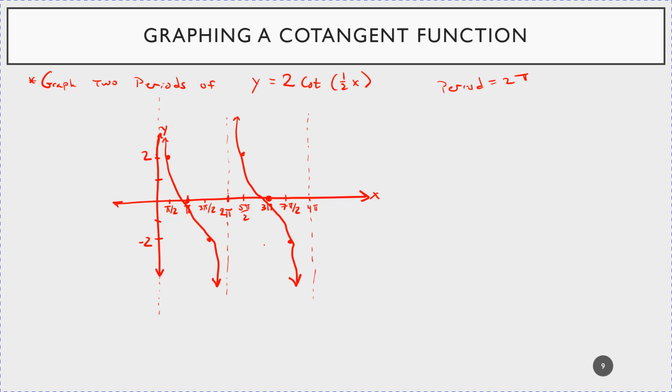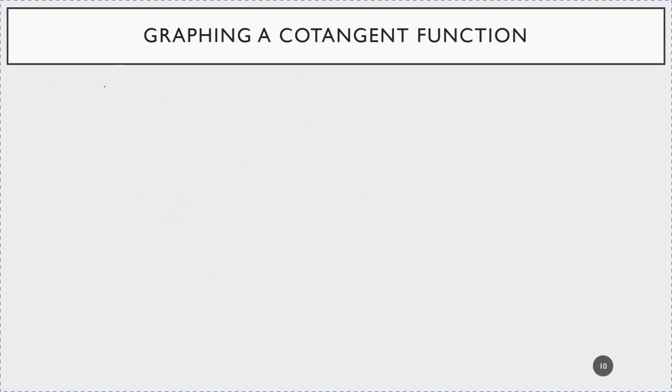All right, let's try another one. And this one, we'll end on a phase shift. So we'll do another general one where we're going to mess with the period. All right, I'm going to go to the next one here. So let's graph 2 periods of this graph here. So y is equal to 3 times cotangent of pi over 4 times x.